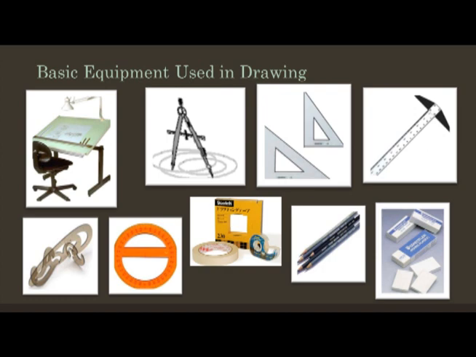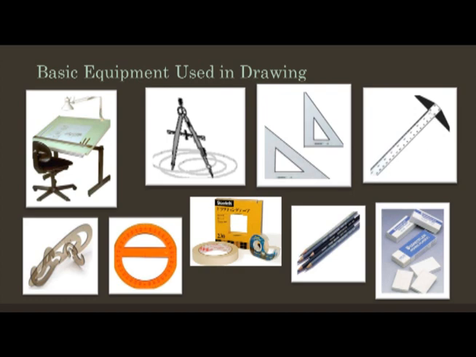The name T-square comes from the general shape of the instrument. It looks like the letter T, where the horizontal member of the T, or the blade, slides on the side of the drafting table. So this is the T, which is used to slide on the edge or the side of the drafting table.